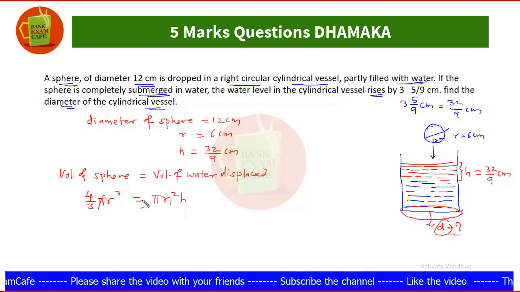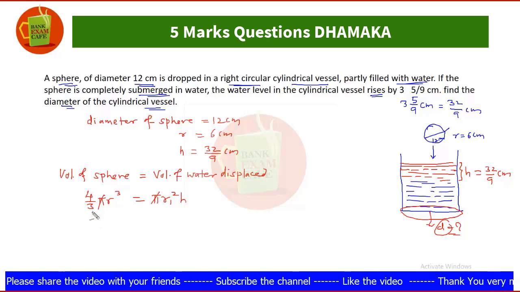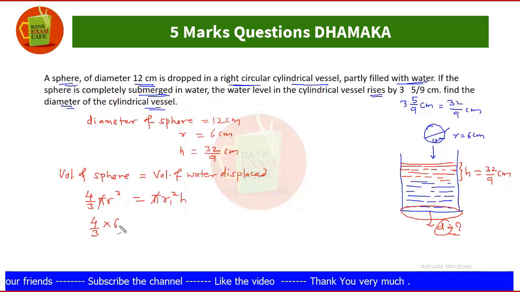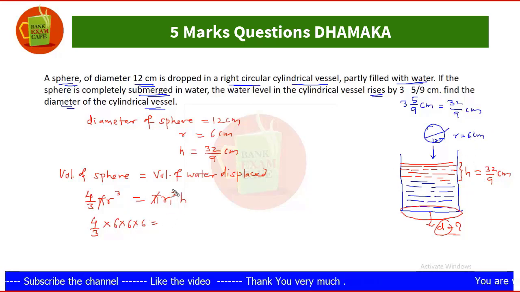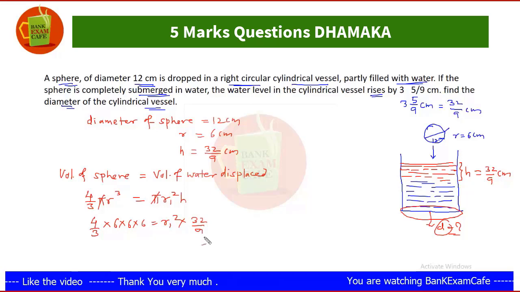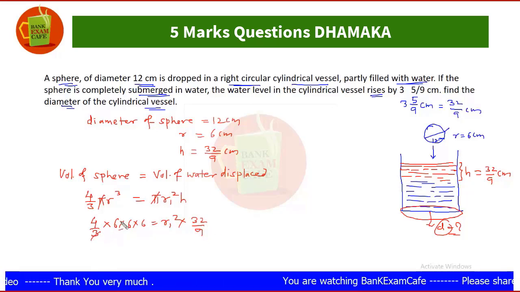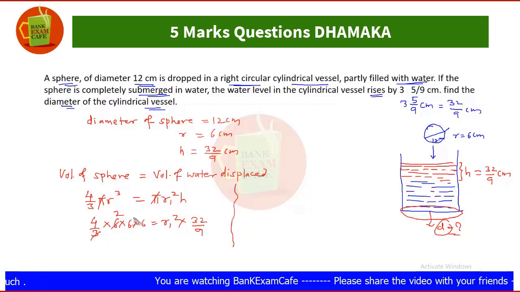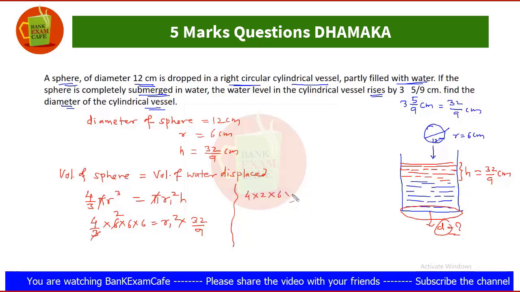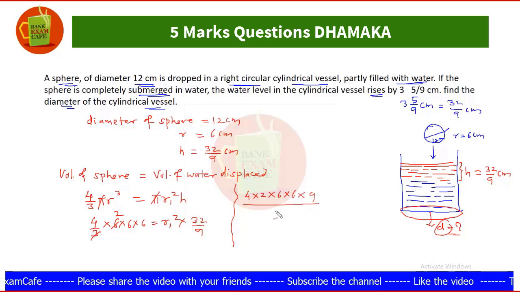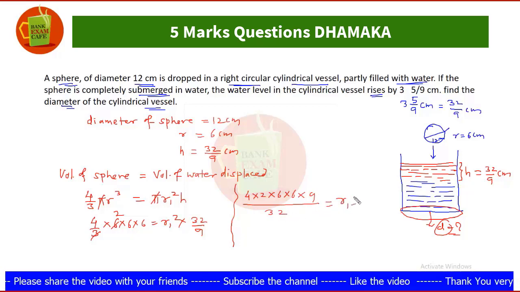So here you will see that pi and pi will get cancelled, so you will get 4 by 3 into r cube, that is 6 into 6 into 6, which is equal to r1 square into height, which is 32 by 9. We will take 32 by 9 to this side, 3 1s are 3, 3 2s are 6. So this further we get as 4 into 2 into 6 into 6, multiplied by 9, and this 32 will be in the denominator, divided by 32, which is equal to r1 square.